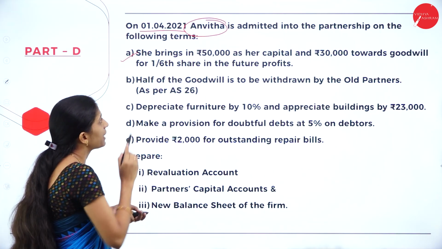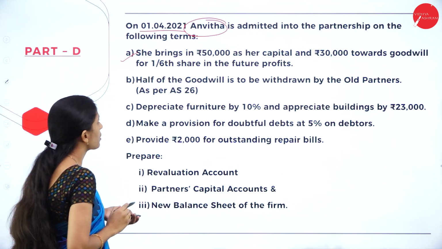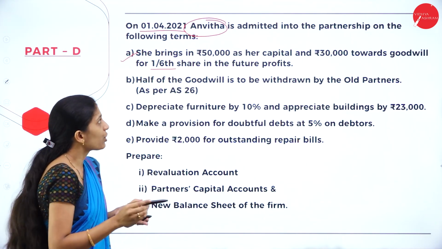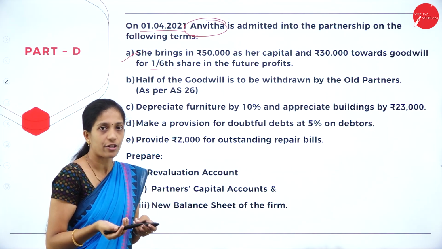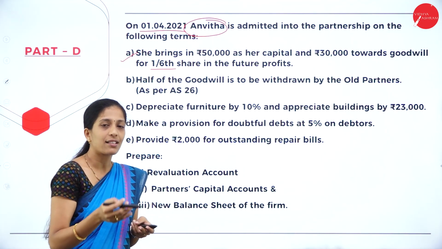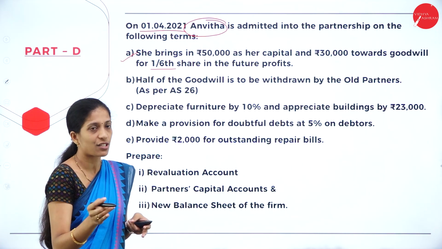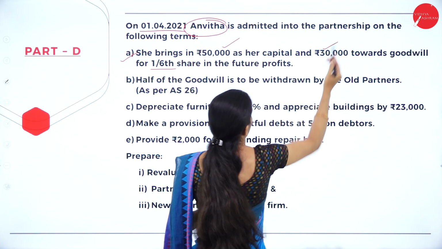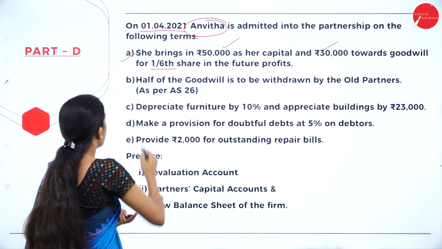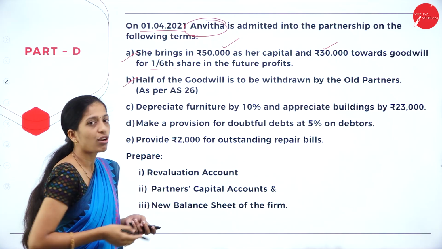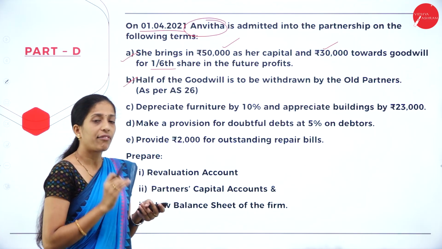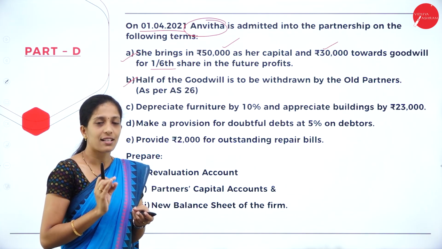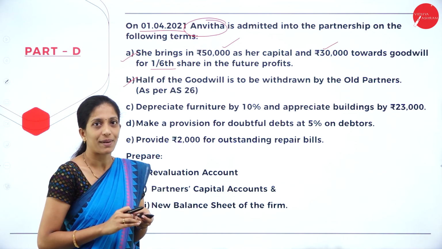She brings rupees 50,000 as her capital and 30,000 towards goodwill for 1/6 share in the future profit. When a new partner enters into a partnership firm, she or he brings capital as well as goodwill. In the same way here, Anvita has brought 50,000 as capital and 30,000 towards goodwill. Next adjustment, half of the goodwill is withdrawn by the old partners. If they give this in the problem, then we have to take the entry. If they have not given anything, then it is understood that the goodwill is not withdrawn by the partner.